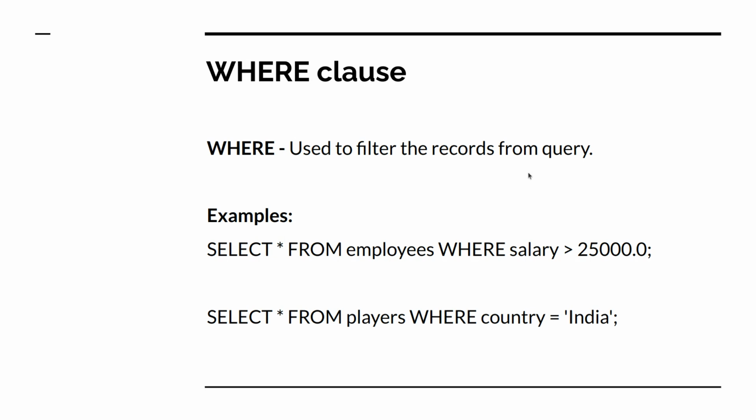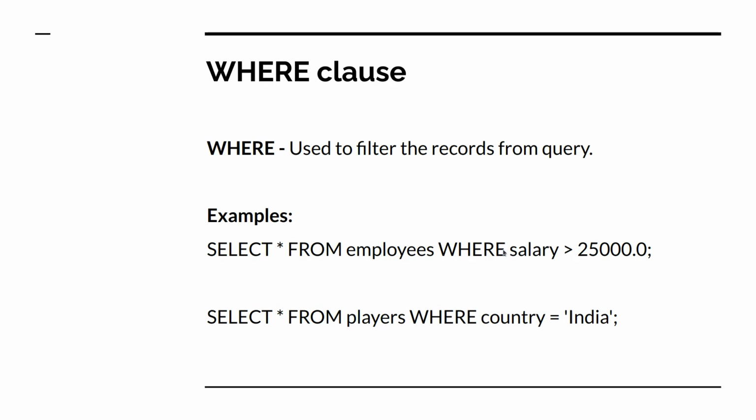Suppose you have a table named employee in your database, where the employee table has a salary attribute, and you want to retrieve all the employees with salary greater than 25,000. Then you need to write your SQL query like this: select star from employees where salary greater than 25,000. For another example, consider another table, let's say players, which has a country attribute, and you want to fetch all the players who belong to India, or where country is India. You can write a query like select star from players where country equal to India.